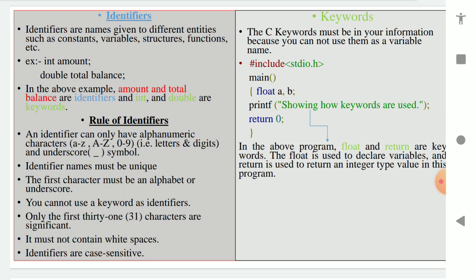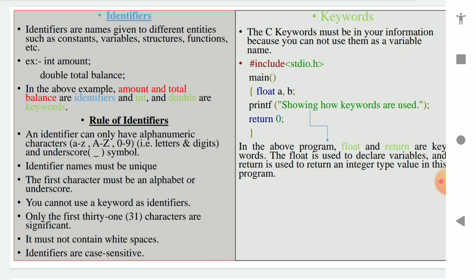Next, identifiers in C. In C, identifiers are names given to different entities such as constants, variables, structures, functions, etc. For example, int amount; double totalbalance;. In the above example, amount and totalbalance are identifiers, and int and double are keywords.